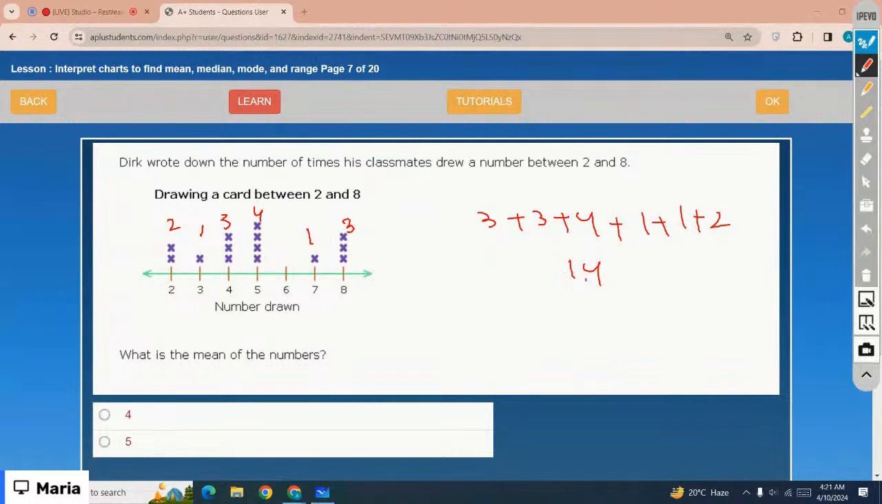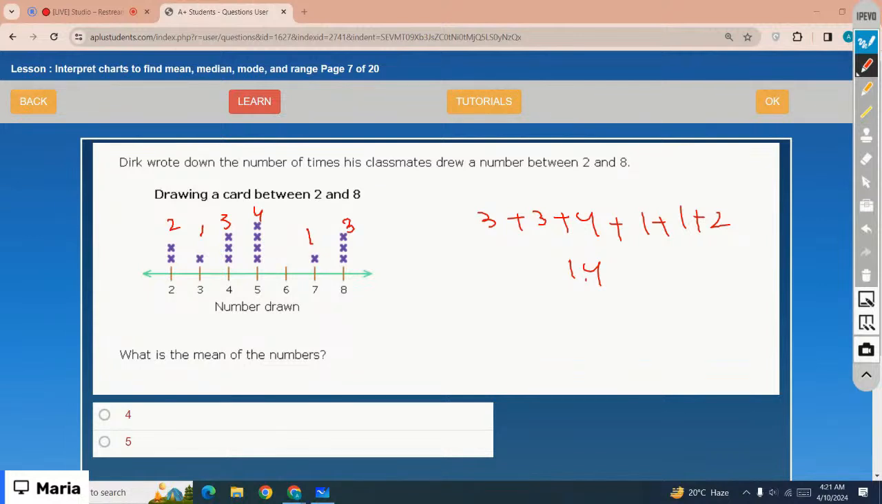Hold on, you have to calculate the mean of the numbers, right? So the numbers are 2, 3, 4, 5, 6, 7, 8. 35. 35 divided by 1, 2, 3, 4, 5, 6, 7, 7. The correct option is 5.